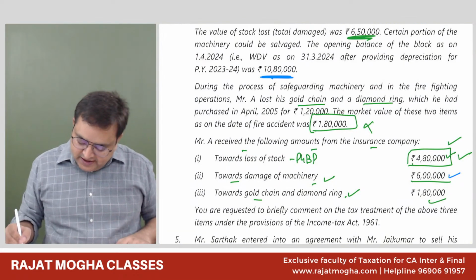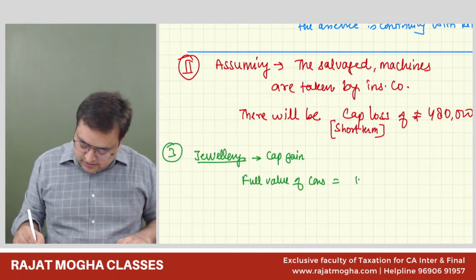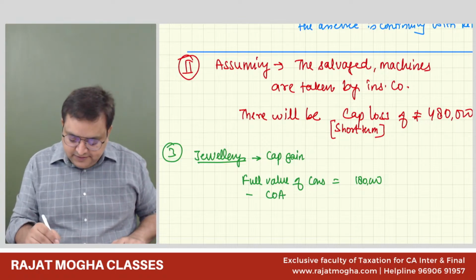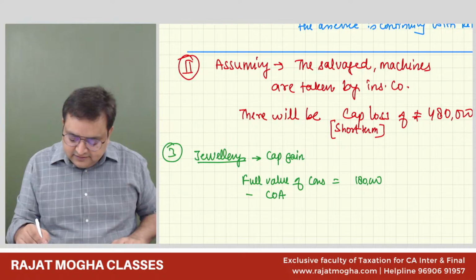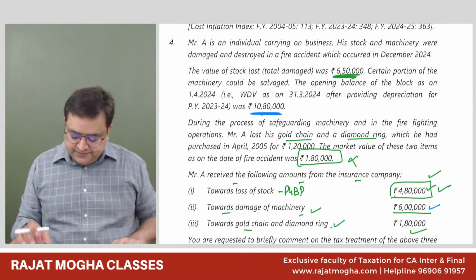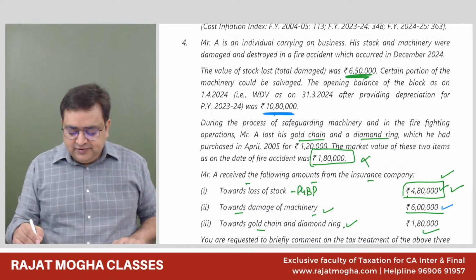How much are you getting? 1,80,000 minus cost of acquisition or indexed cost of acquisition. Just see which date you will take, guys. On which date is this transfer happening?